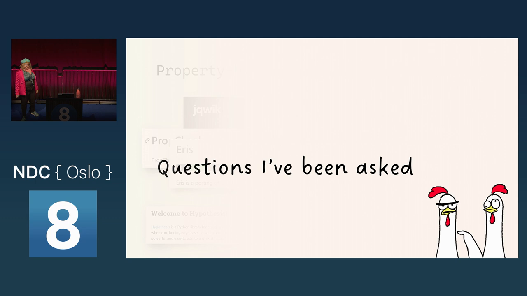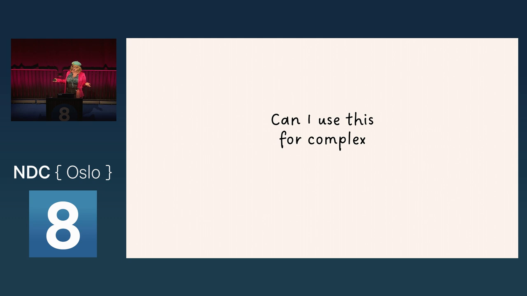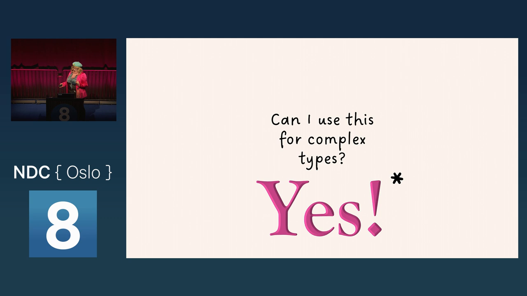So let's go over some questions I've been asked before, as I've given this talk a couple of times. Can I use this for complex types? Cool, testing on integer lists is really fun and all, but we don't use integer lists in real life. And the answer is yes, with a big asterisk, which means yes, you can, but how easy it is depends on your language and framework of choice. So FsCheck in .NET land, it's great for this.